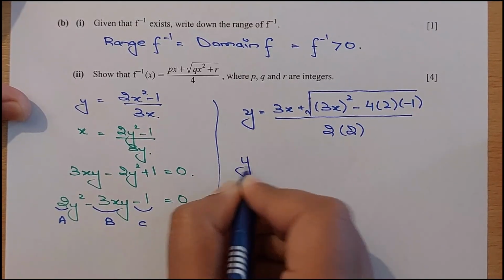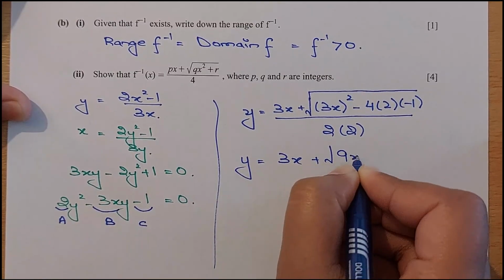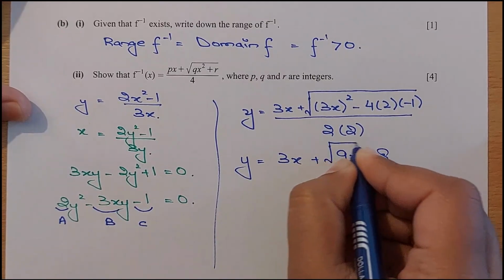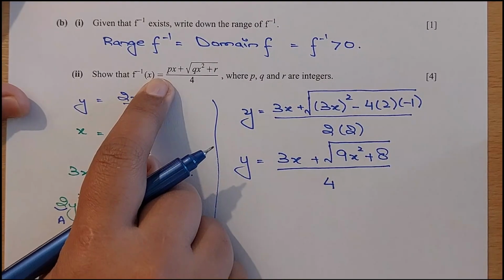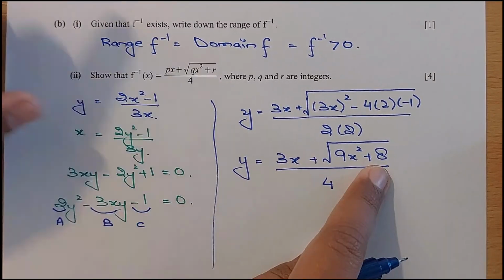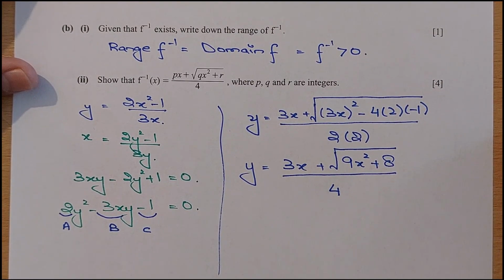Okay, y is equal to 3x plus square root of 9x square plus 4 times 2 is 8, divided by 4. So it is exactly the same as required, so p value is 3, q value is 9, r value is 8. P, q, r are integers. So that was the last question of our paper.